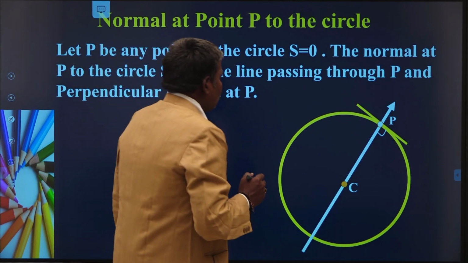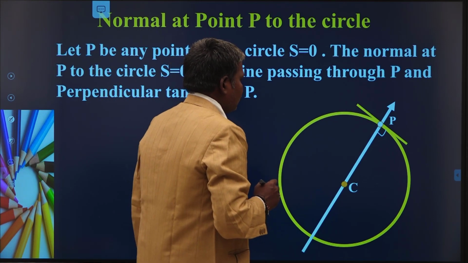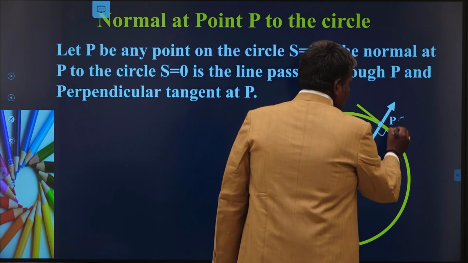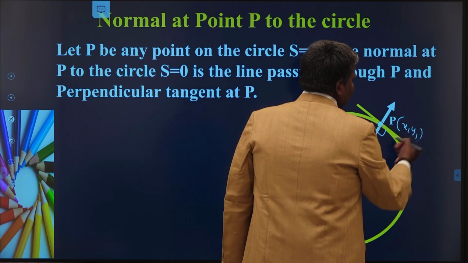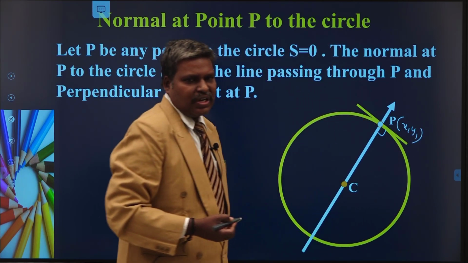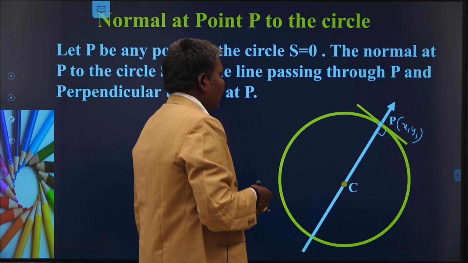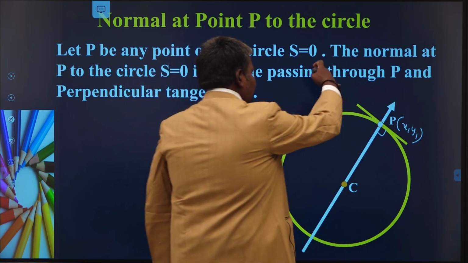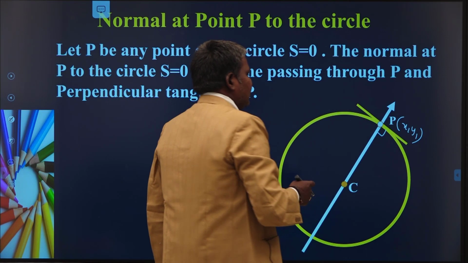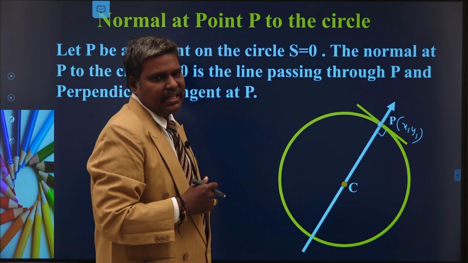Understand? So suppose we want to find the equation of normal at P, which is x1 comma y1. Many methods are there. You can write the equation of the normal by writing the tangent equation and taking the perpendicular slope in point form. You can write the equation of the normal that way.